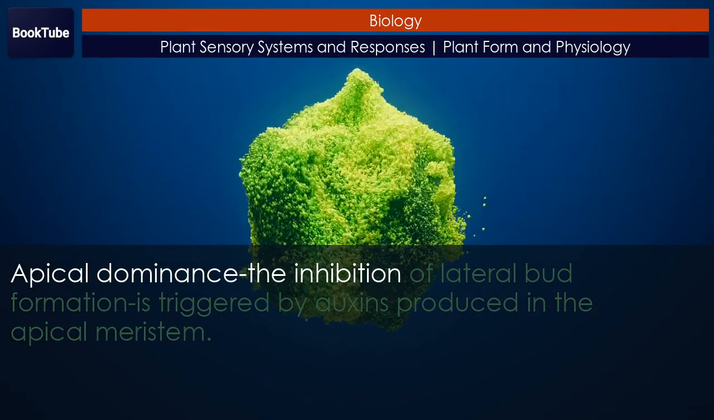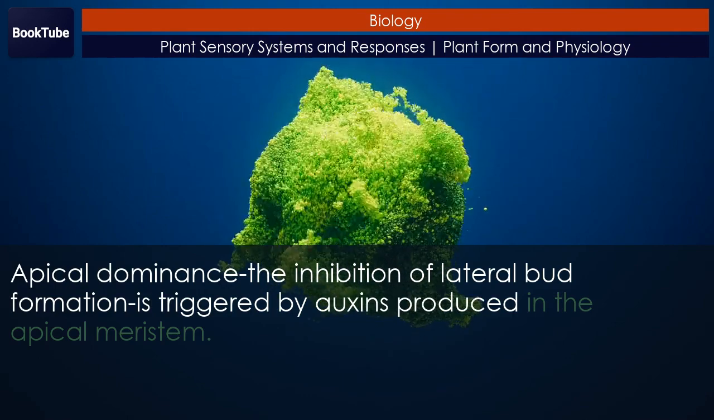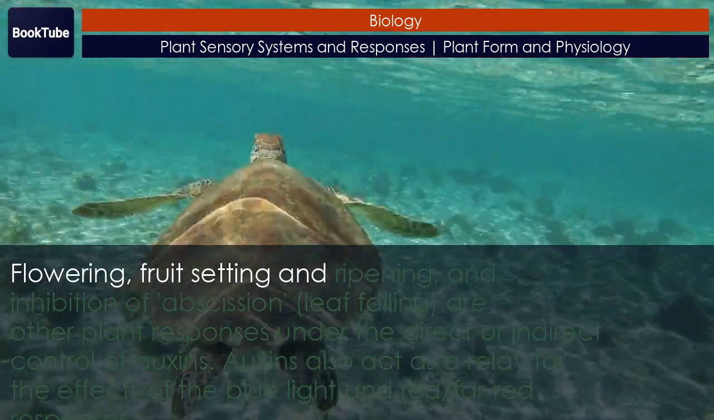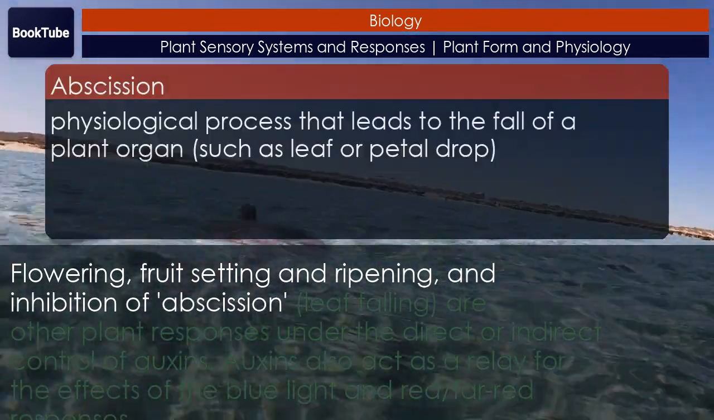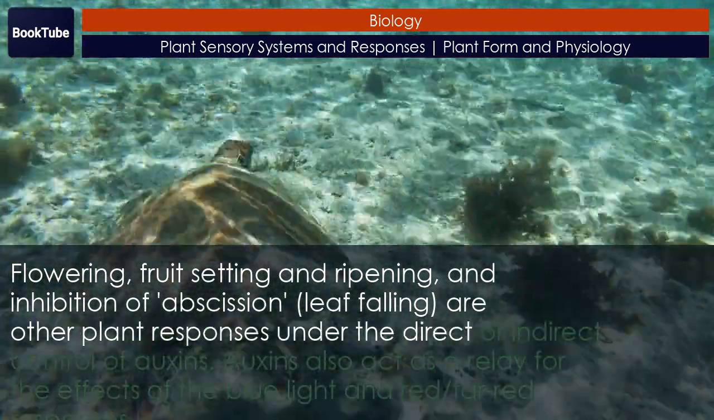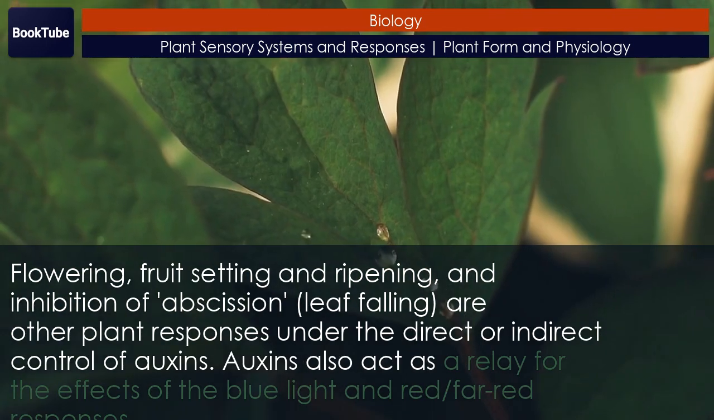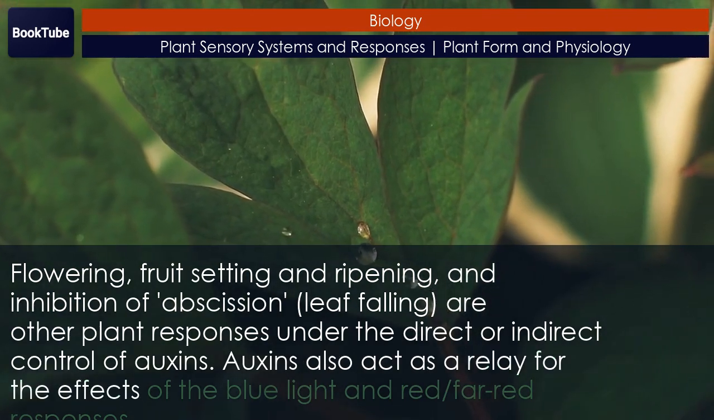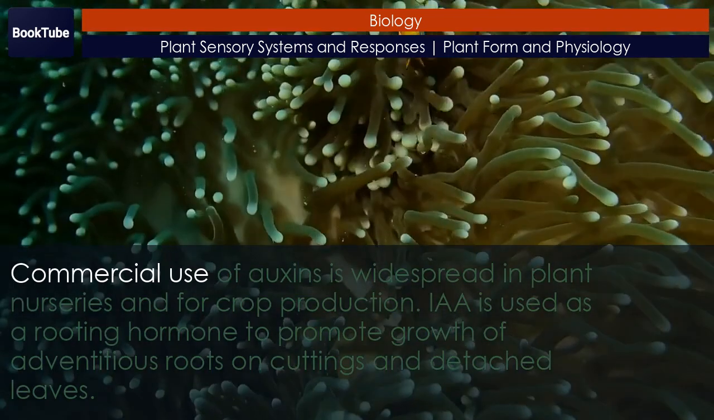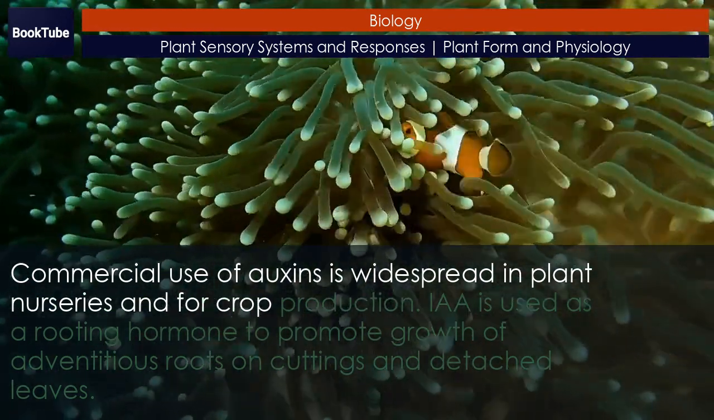Apical dominance. The inhibition of lateral bud formation is triggered by auxins produced in the apical meristem. Flowering, fruit setting and ripening, and inhibition of abscission, leaf falling, are other plant responses under the direct or indirect control of auxins. Auxins also act as a relay for the effects of the blue light and red, far-red responses. Commercial use of auxins is widespread in plant nurseries and for crop production.